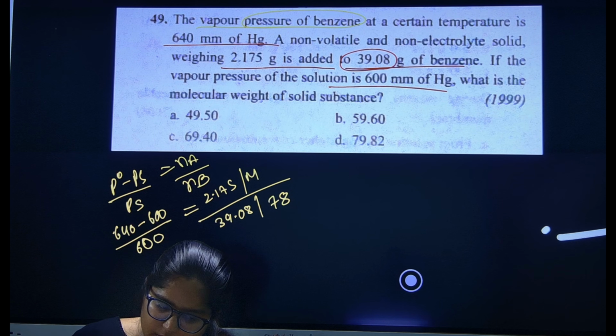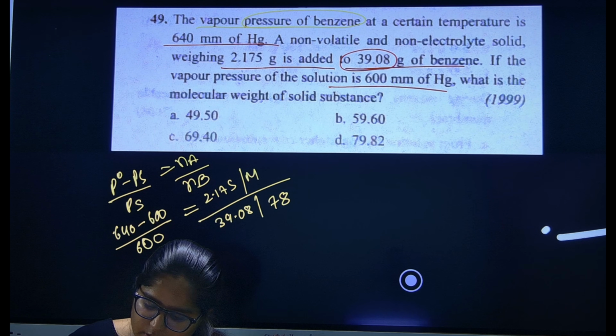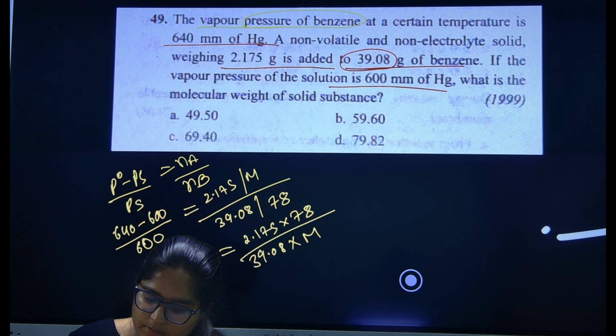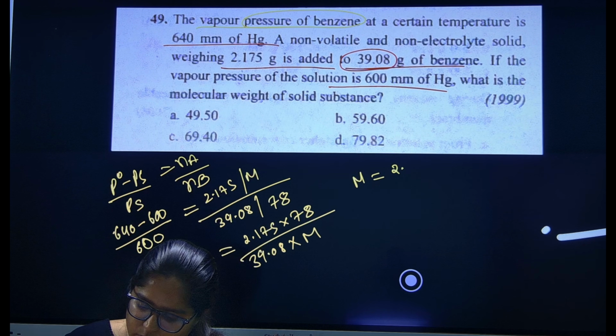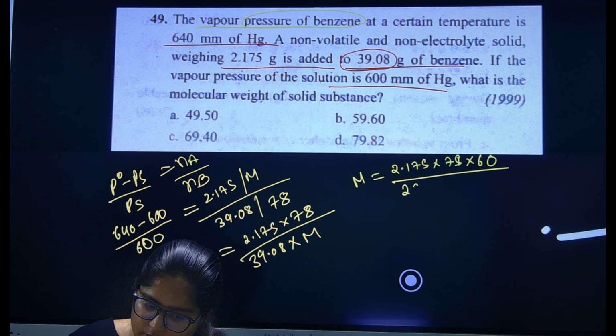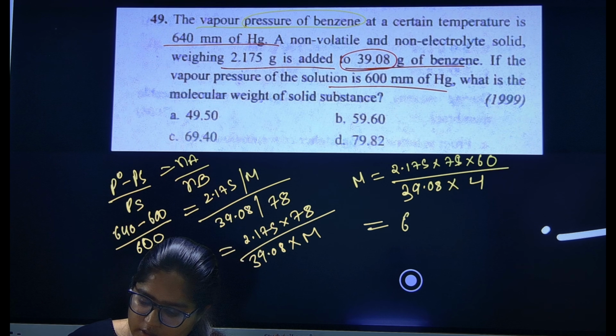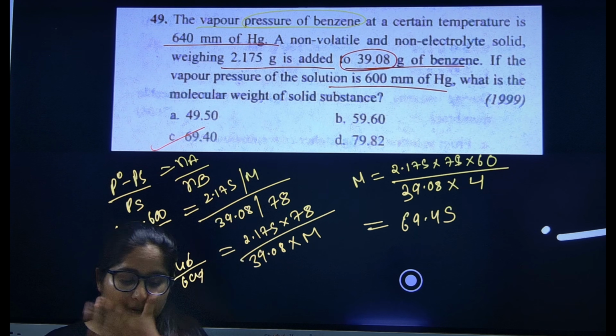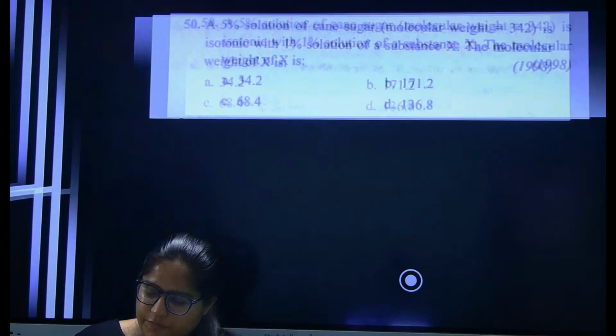Now let us see here. It will become 40 by 600, the 0 cancelled. 2.175 into 78 divided by 39.08 into molar mass. So from here molar mass will be equal to 2.175 into 78 into 60 divided by 39.08 into 4. After calculating we will get 69.45. Which option? Option number C is the right answer. Clear? Okay. Now let us see question number 50.